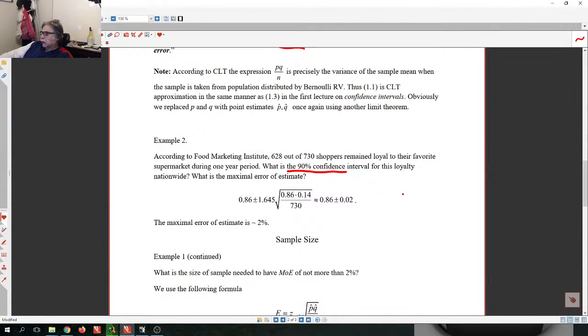I have the p hat, the proportion of loyalty in the sample, which is 628 out of 730. Then obviously the q hat will be the proportion of those that are disloyal, if you want to call it that way, would be apparently 102 out of 730.